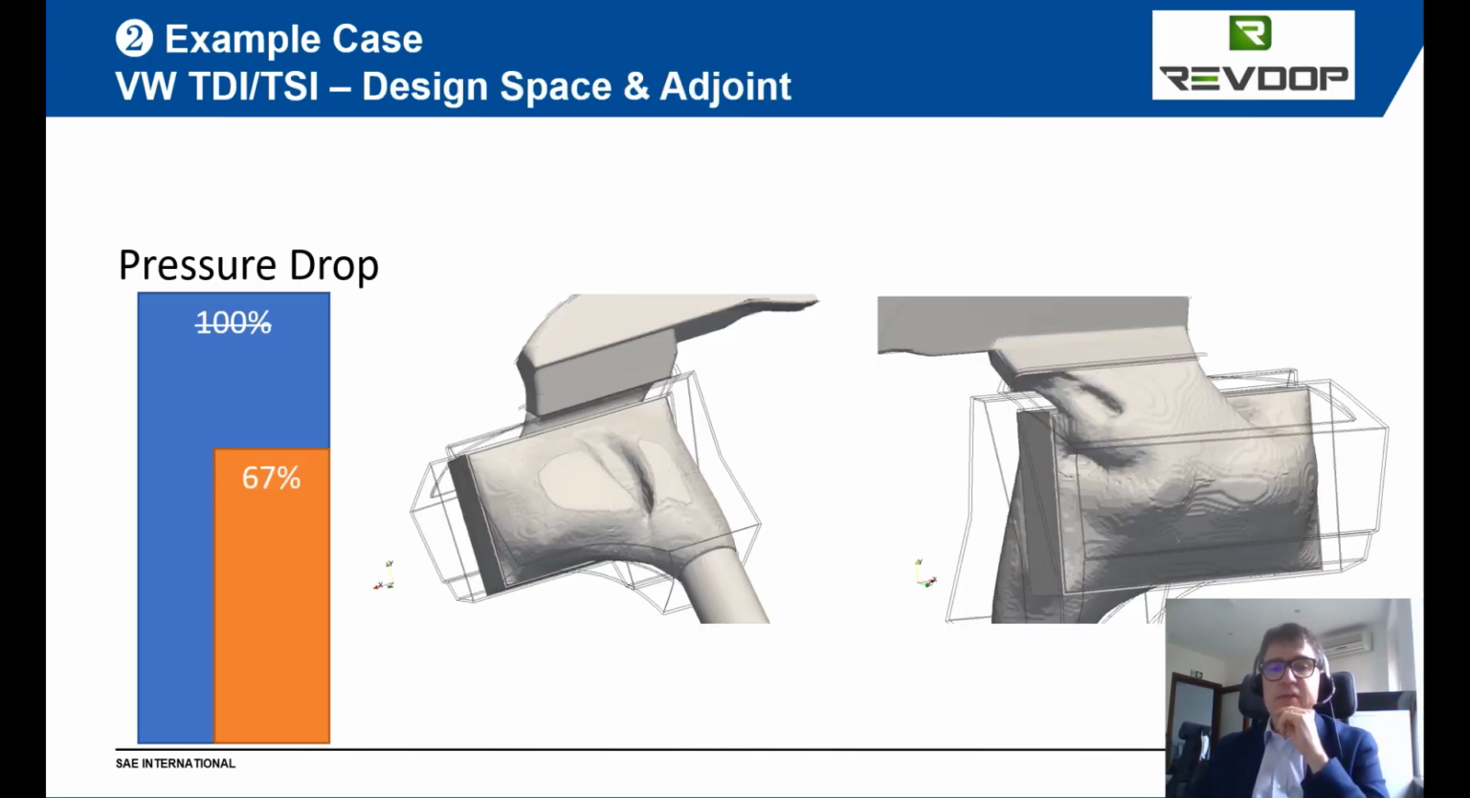Then, using the adjoint, this is how we modify the design space, and this is what the tool predicted in terms of optimal surface. This is how the surface looks. You can see all the material removed here. And the final shape, you can see here, material removed in the middle between these hills. And in terms of pressure losses, we gain 33% compared to the original design.